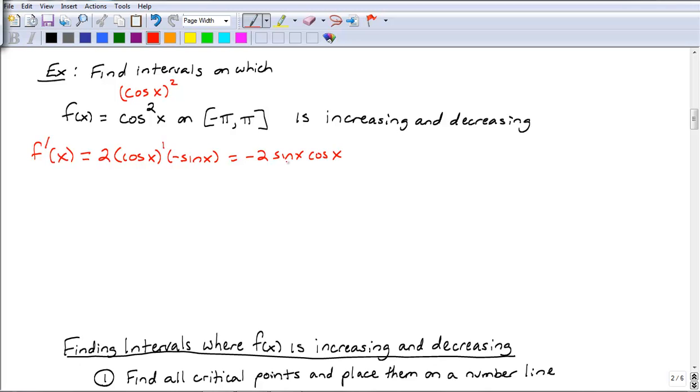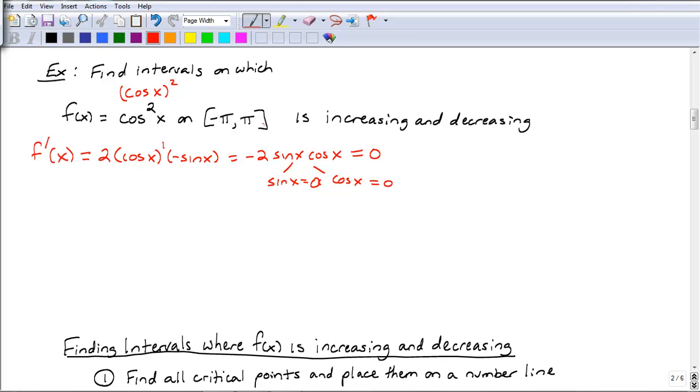Now there's no vertical asymptotes in sine or cosine. So to figure out where the derivative is 0, I just set it equal to 0. This will tell me where it's not changing, where it's not increasing or decreasing. And so in this case, -2 can't be 0. So it's either the sine of x or the cosine of x that equals 0.